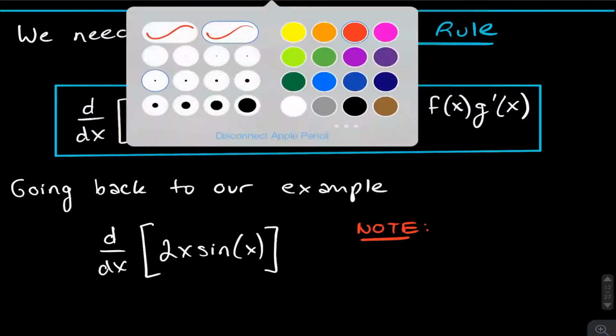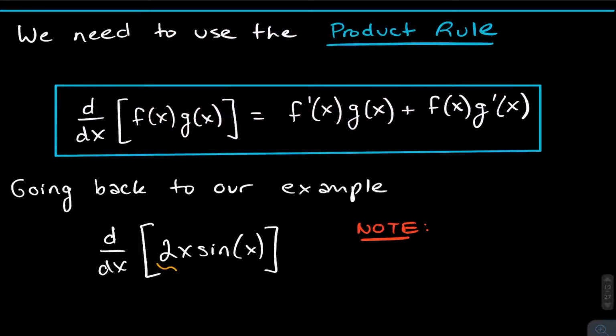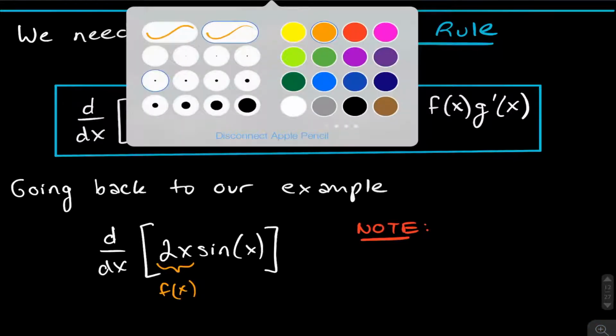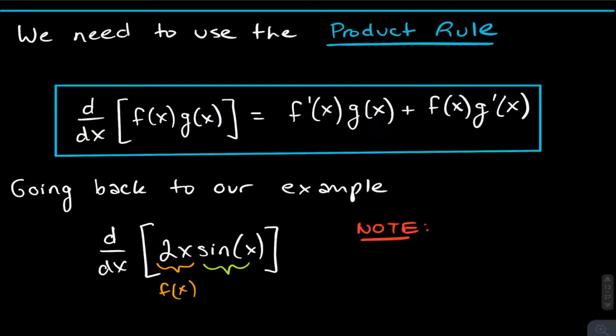Well, actually, let's do orange here. This 2x is going to be f of x, and sine of x is going to be g of x. So what the product rule tells us is that we're going to take the derivative of 2x and multiply it by sine x, and then we're going to take 2x and multiply it by the derivative of sine x. That's basically the idea here.